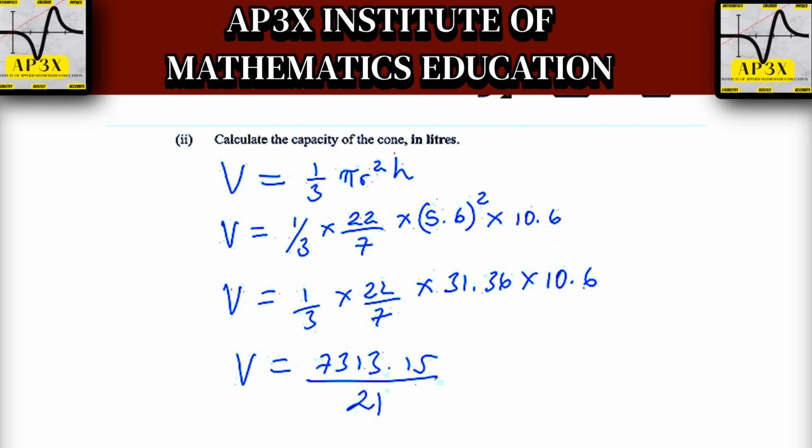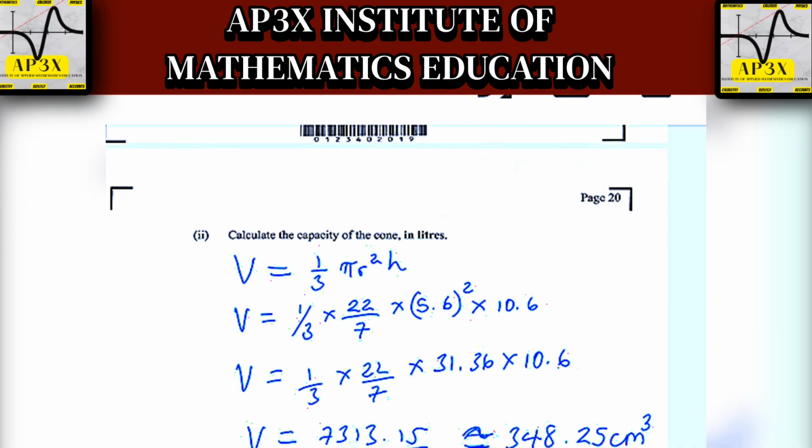So we're going to divide this by 21, so that's 7,313.15 divided by 21. So the volume of this cone works out to be 348.25 cubic centimeters, and that's approximately equal to 348.25 cubic centimeters. All right, really nice then.